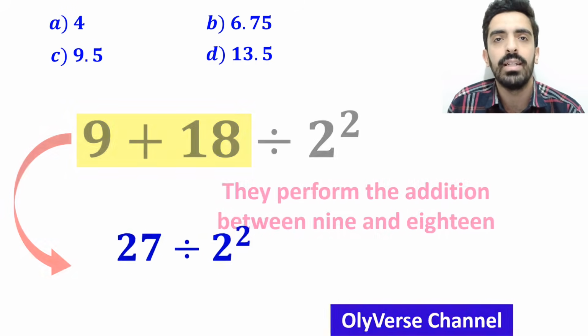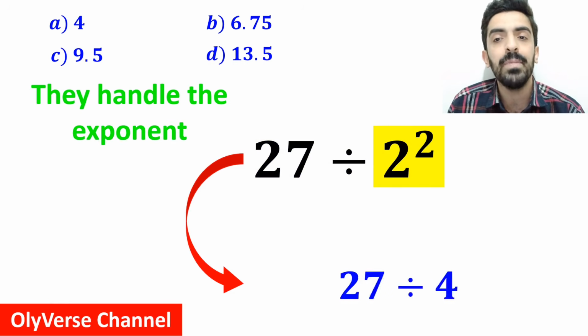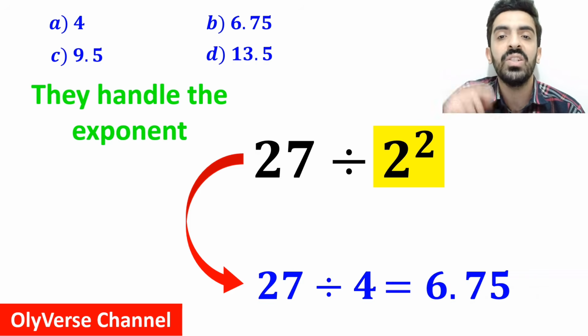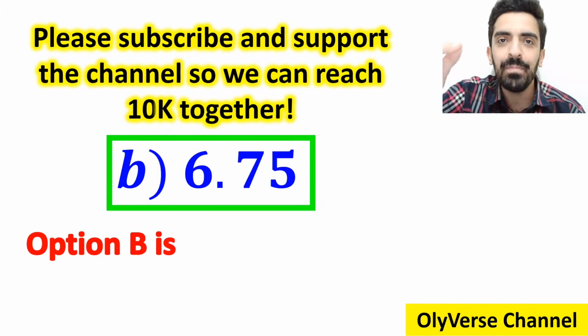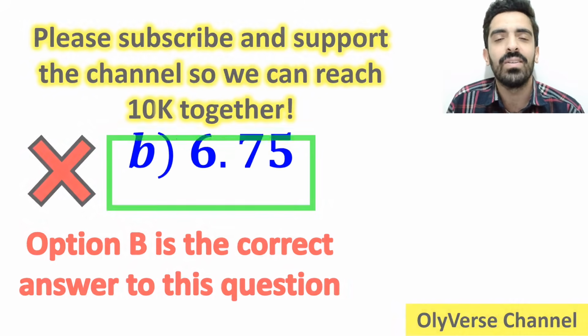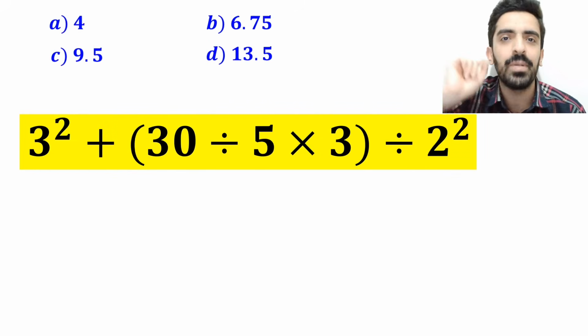Next, they perform the addition between 9 and 18 and simplify this expression to 27 divided by 2 squared. And the final step, they handle the exponent and write this expression as 27 divided by 4, which ultimately gives them the answer 6.75. And immediately, they conclude that option B is the correct answer to this question. However, that's definitely wrong.